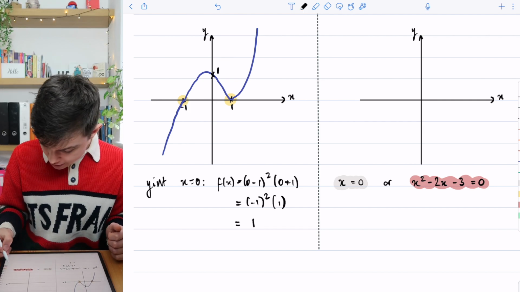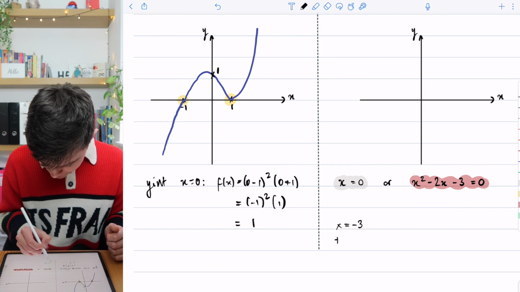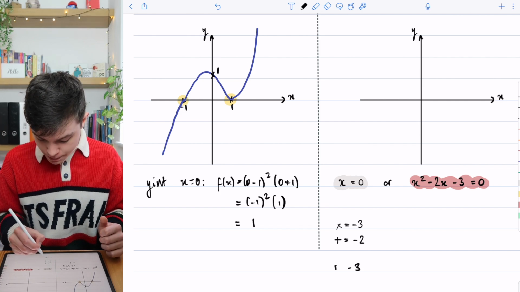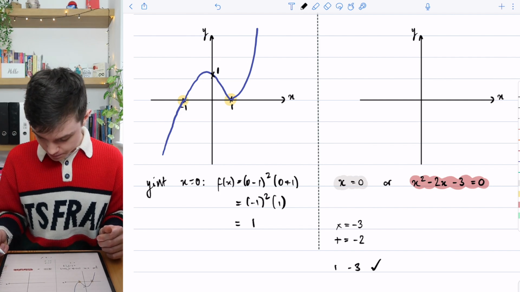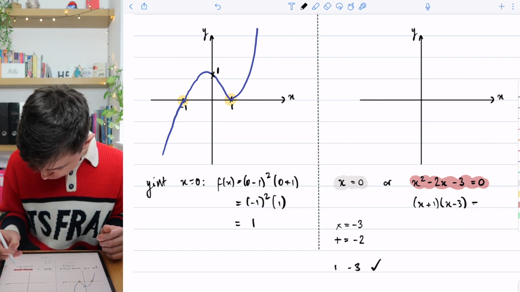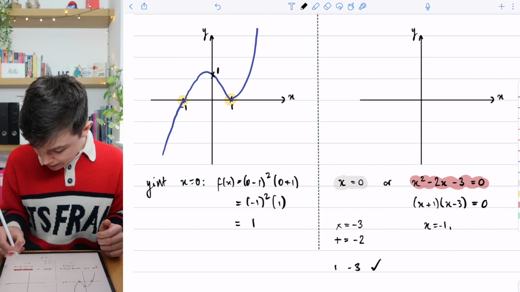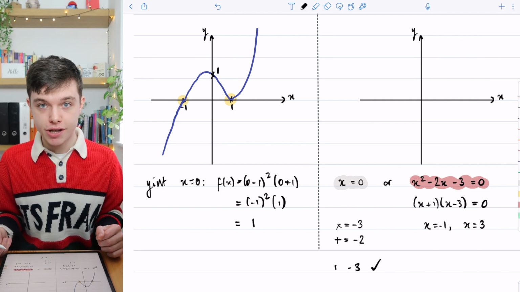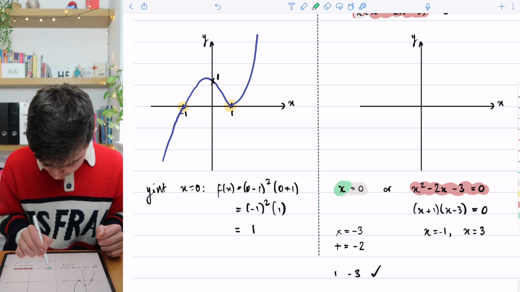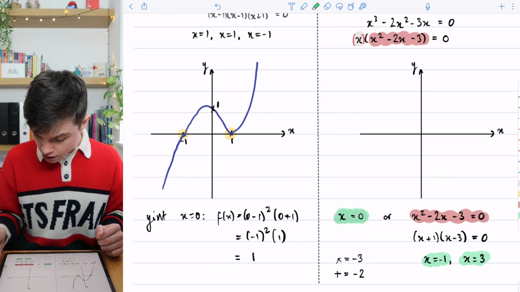We could say two numbers that times to give me minus 3 and add to give me minus 2. Well, list the factors of minus 3. 1 and minus 3, that definitely works. So that's going to factorise to that. And then we can say, again, either bracket equals 0, and that will give me x is minus 1, or x is equal to 3. And so this here, I'll highlight them in green, that is a root, that is a root, and that is a root. So let's draw those on the graph.